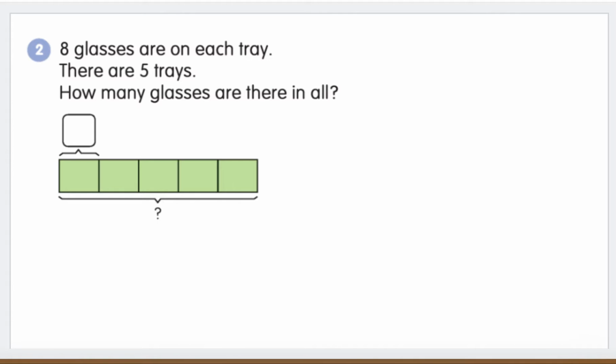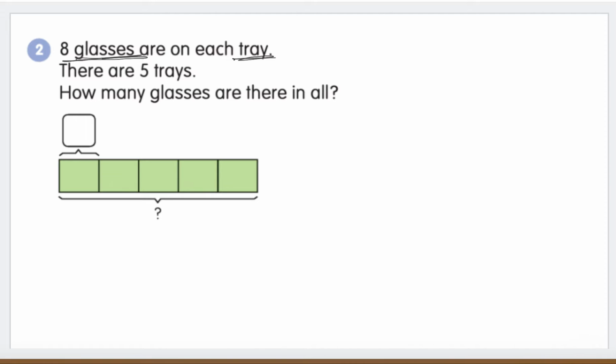So I know I have glasses. And sometimes we have to think, what kind of glasses would be on a tray? Are they glasses you wear on your head, or are they like a drinking glass? In this case, I'm going to believe that they're drinking glasses because that's what we could put on a tray. So we have some glasses and they're being put on trays.